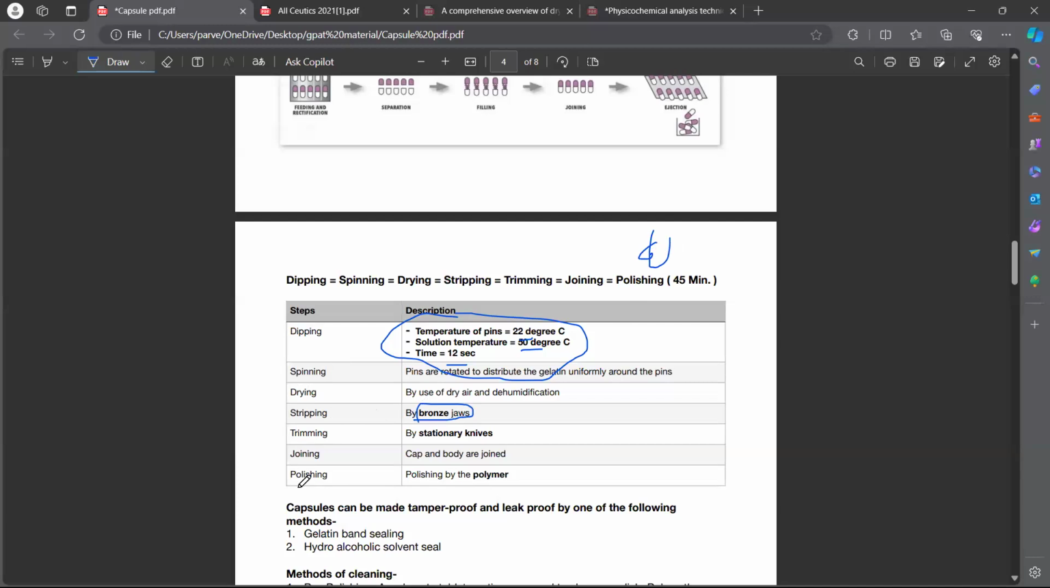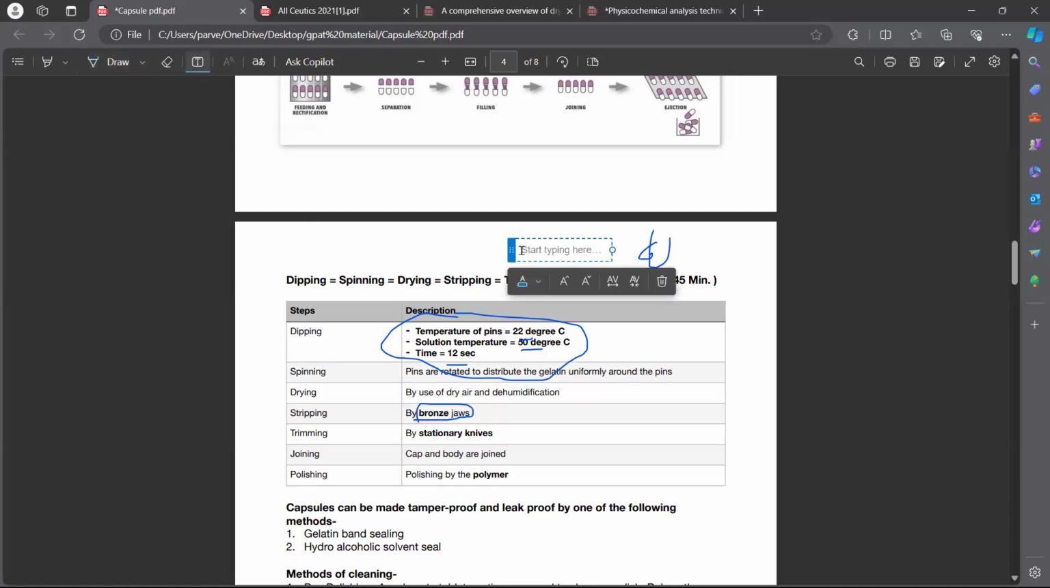Now polishing. How do we do the polishing of the capsules? Can anyone tell me how the capsules are polished? Do you have any idea? A coating material, yes. Could you mention the name of the coating material which is used for polishing? Acryla Kota, yes, that is an equipment name. I will mention the name.